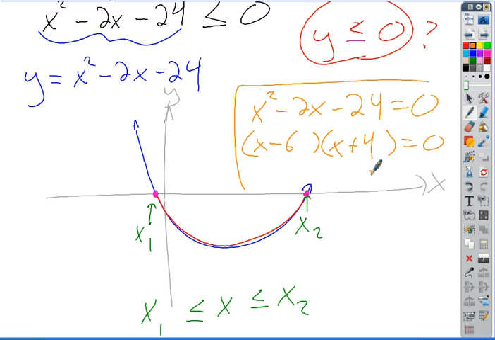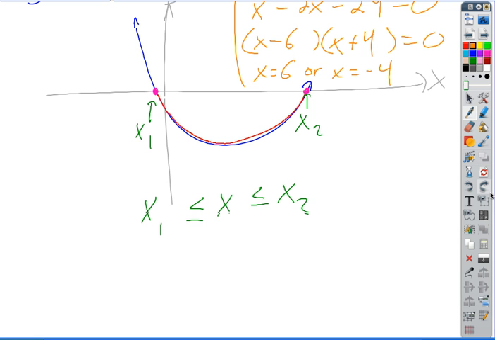So then what are the solutions? If I set those factors equal to 0, I get x equals 6 or negative 4. Now I didn't draw this sketch right, did I? But that's really not the point. I know that negative 4 would be the one on the left, so x1 is really equal to negative 4, and x2 is really equal to 6. My solutions are just going to be x is greater than or equal to negative 4 and less than or equal to positive 6.